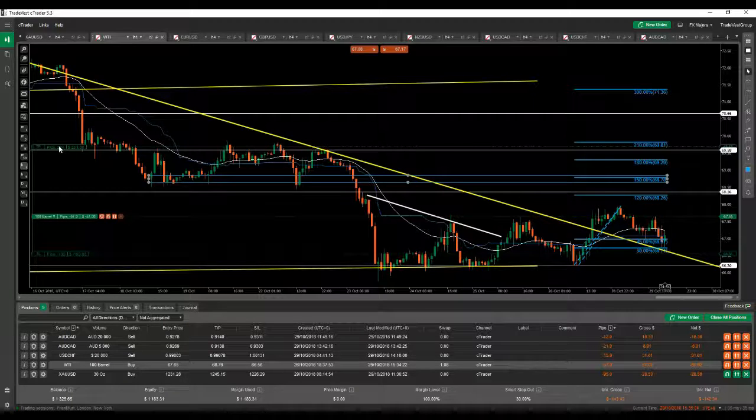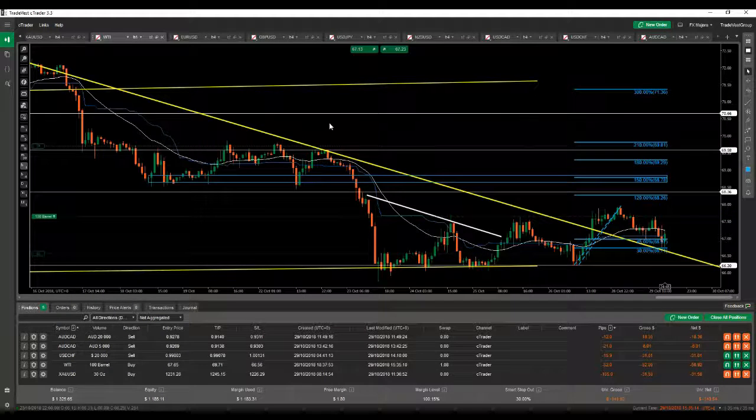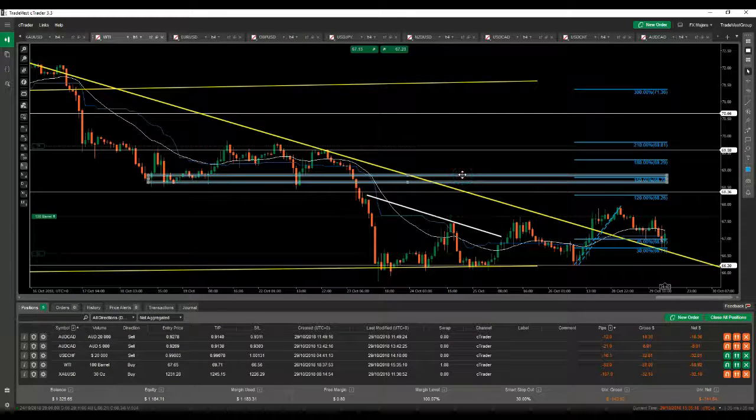And that's what I'm going to go for to make my risk reward ratio healthy, which is a 2 to 1, more or less 2 to 1. So yeah, that's WTI for you.